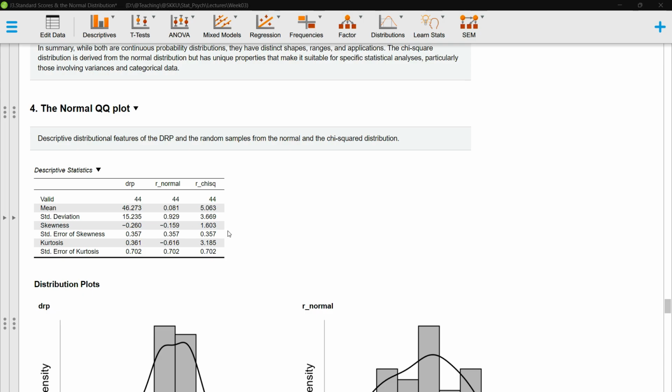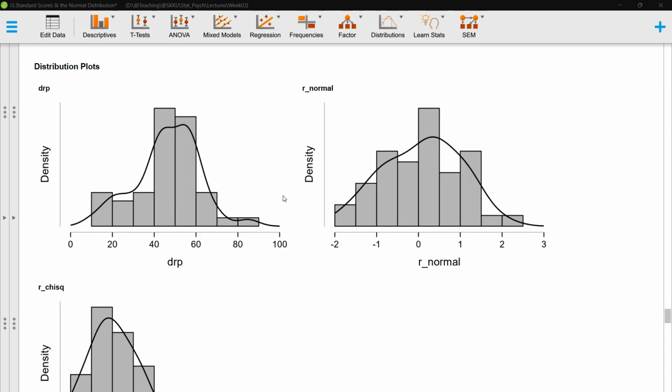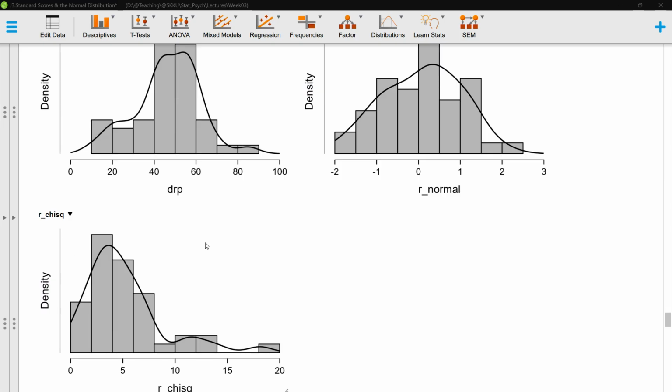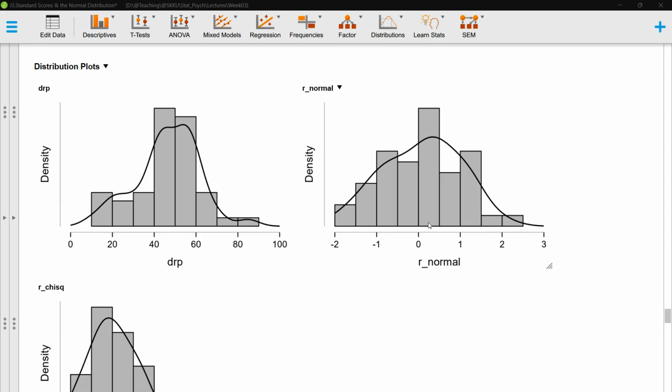So look at the distributions of these three variables. The first one is the original variable, the reading power. We are familiar with this shape. The second one is from the normal distribution, and the third one is from the chi-square distribution. So we clearly see the skewness and kurtosis for the third distribution, but not for the normal distribution. Look at this, the histograms and the density plot.